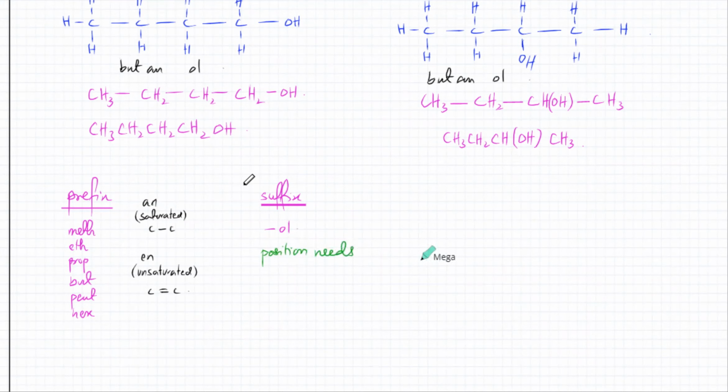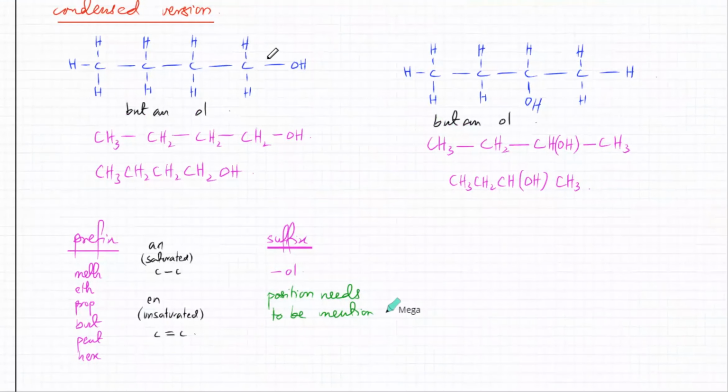Like, where is the OH? On which carbon atom is the OH located? So for example, this one, the OH, and remember, counting is done from the side that gives the smaller number. So in this first one, the OH is located at carbon number 1. This is 1, this is 2, this is 3, and this is 4. So counting is done from the carbon atom closest to it, or the end that is closest to it.